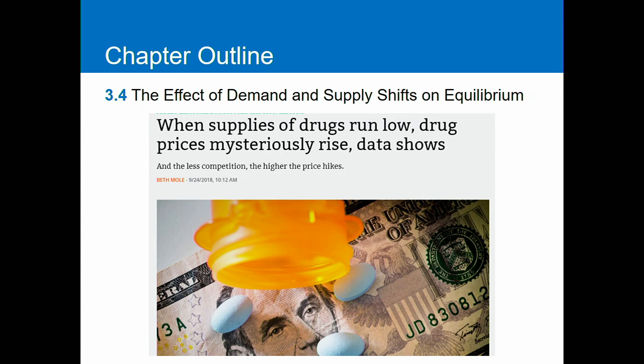The reason why this is important: this is an actual article from a couple years ago. "When the supply of drugs runs low, drug prices mysteriously rise, data shows." Hopefully, at the end of this chapter, you won't think mysteriously. You'll understand exactly why prices rise when the supply runs low.